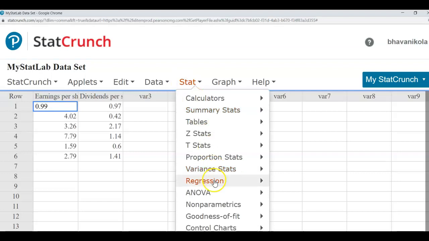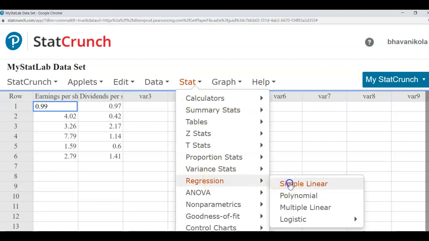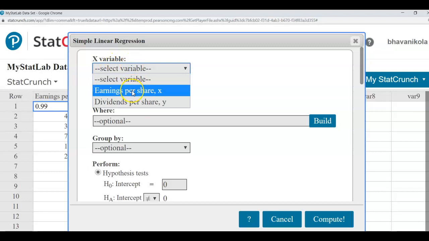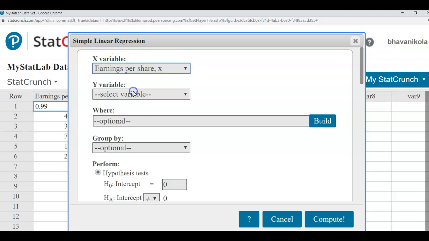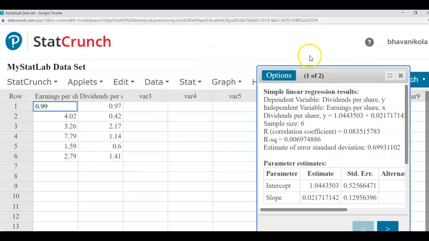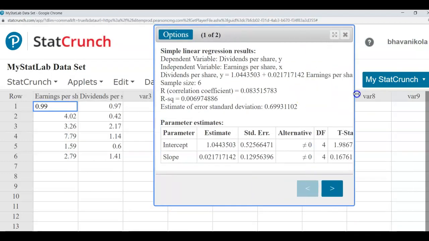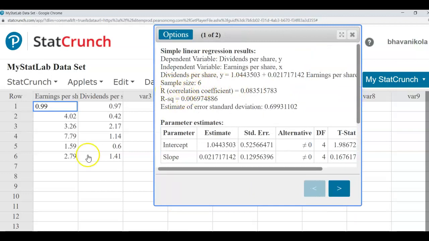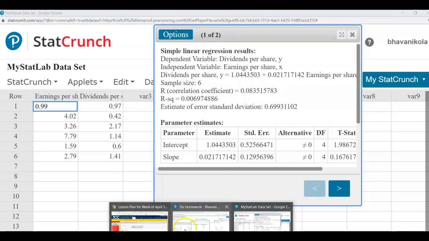Stat, remember where you go, regression and simple linear. So your x variable will be your x and your y variable will be your y. And you will compute. A couple of things you have to take into consideration is your sample size, right? Your sample size, which is your 6, and also your correlation coefficient, which is 0.0835. So I'm going to go ahead and plug that in.